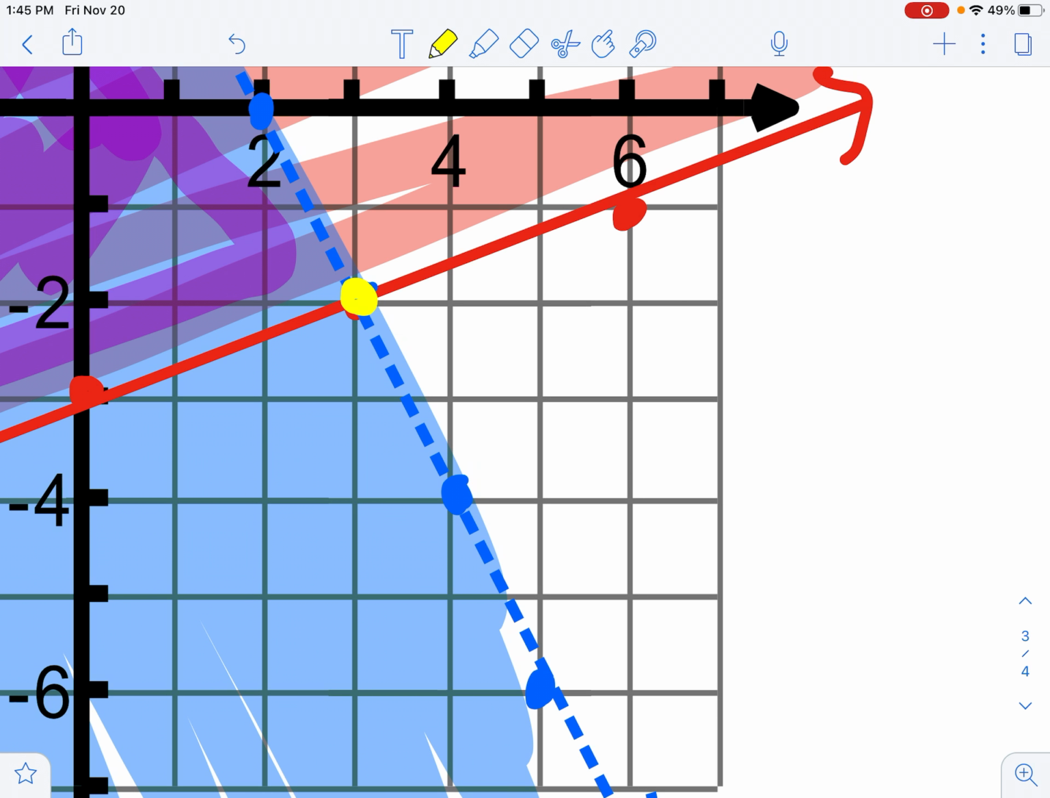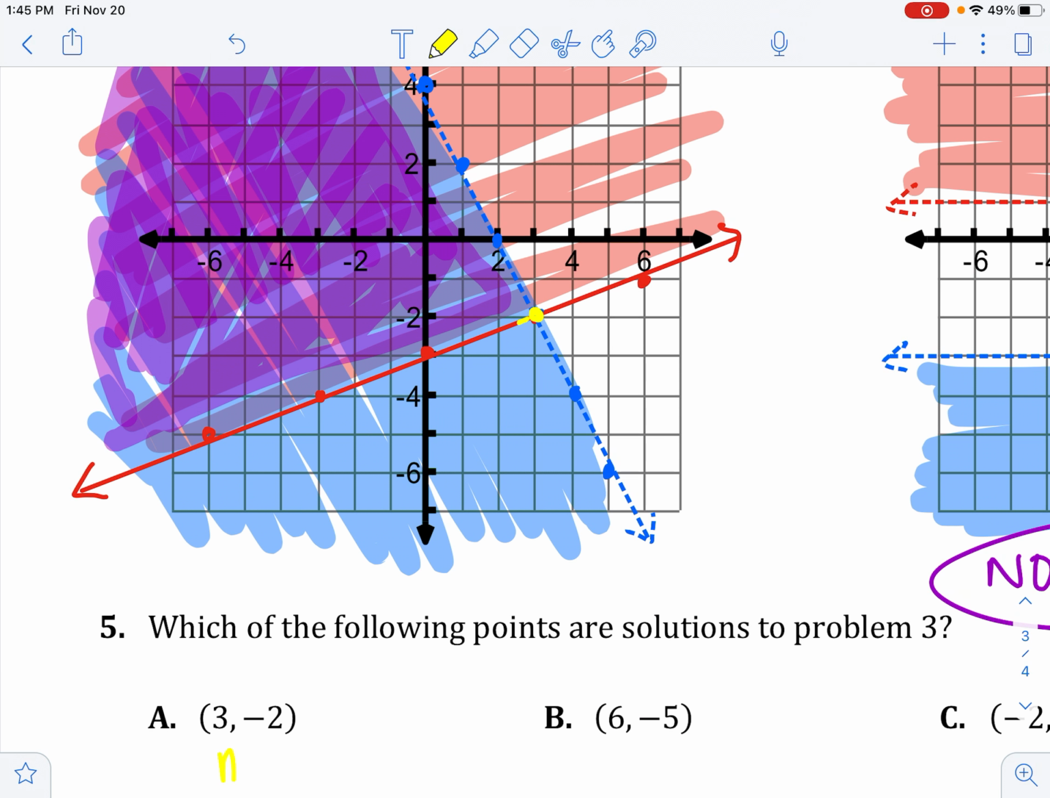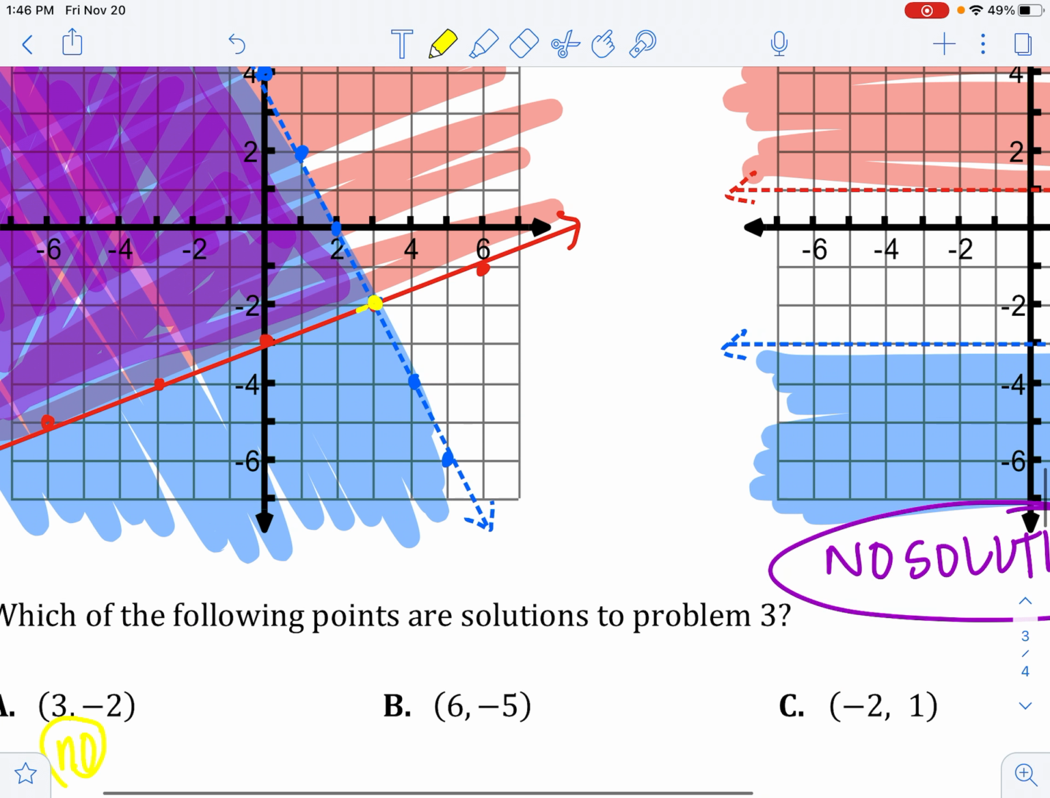So this is a very arguable one, right? People are like, I don't know. Is it in the overlapping shaded region? It's actually on the lines. So if I look, it's on this red line, which is great, but it's on a dashed blue line where those values are not included. So no, this is not a solution to the system.